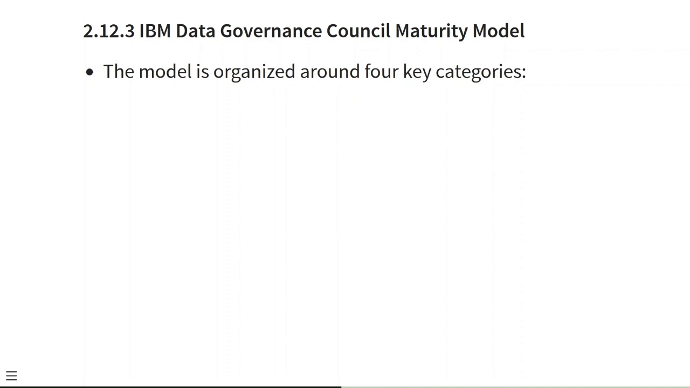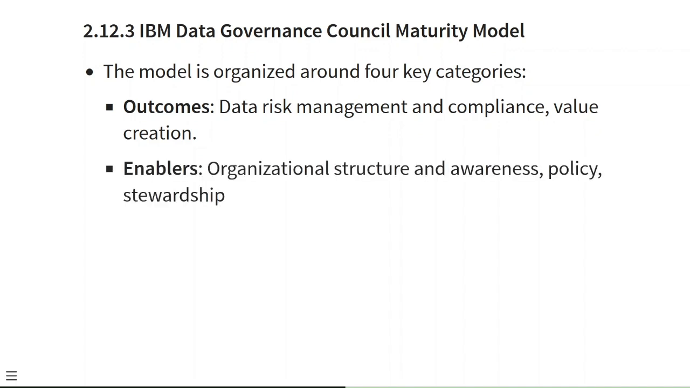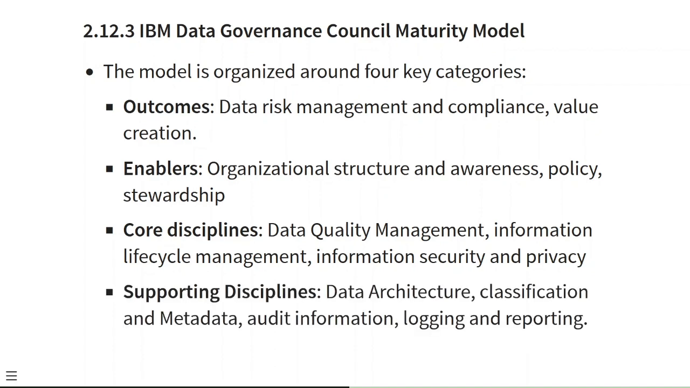The IBM Data Governance Council Maturity Model is organized around 4 key categories: outcomes, such as data risk management and compliance and value creation; enablers, such as organizational structure and awareness, policy and stewardship; core disciplines, such as data quality management, information lifecycle management, and information security and privacy; and supporting disciplines such as data architecture, classification and metadata, audit information, logging, and reporting.